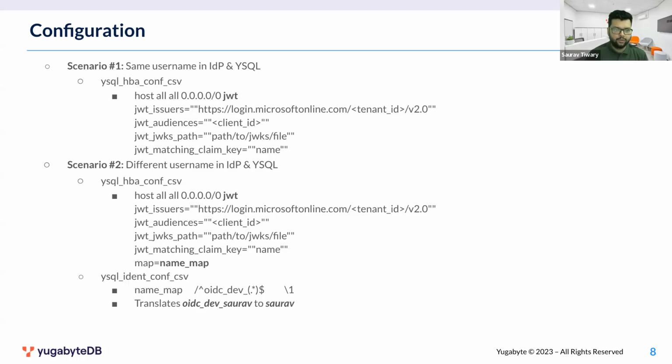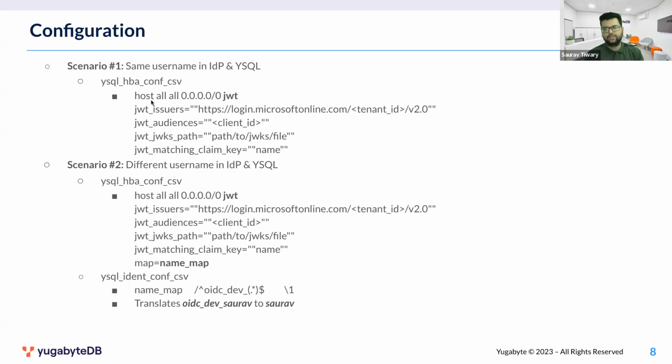Okay, cool. So these are the two scenarios. The first scenario is when you have the same usernames. So let me go over each of these. I'm assuming that there is sufficient familiarity with the first four parameters, but I'll still talk about them. First is host. These are very common Postgres parameters. These are common for any authentication method, not just OIDC.